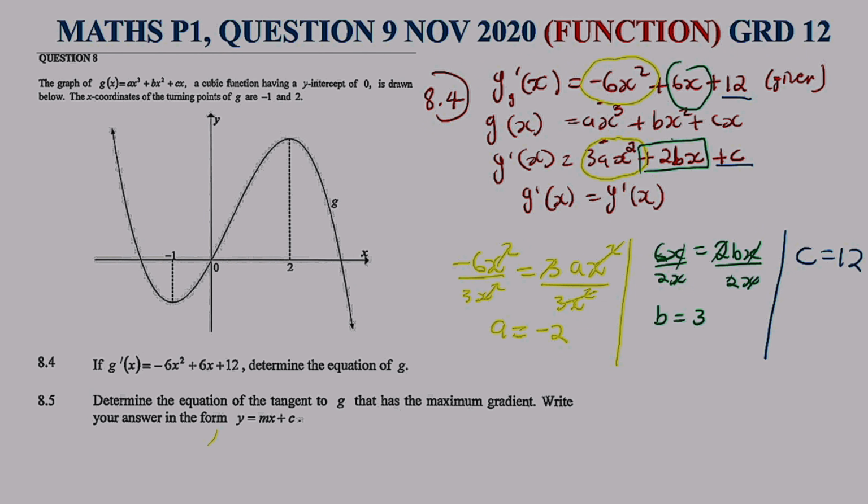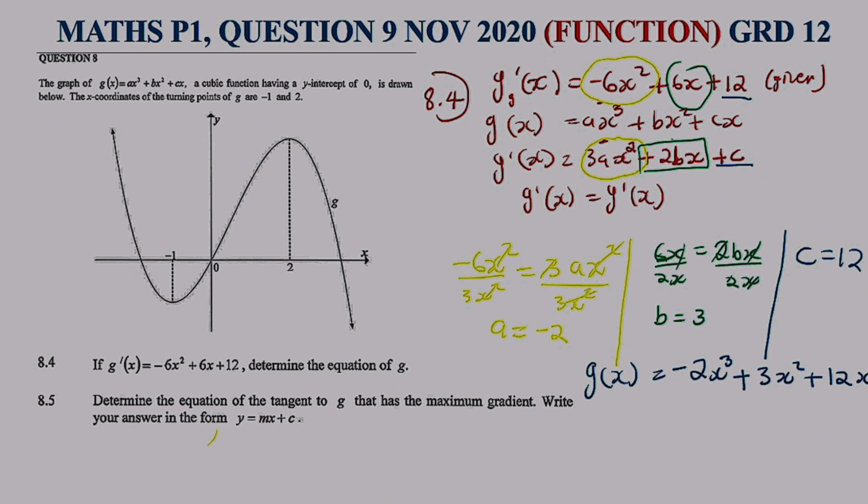Okay, our general equation will therefore have to be... all right guys, therefore you can substitute this here and you have g of x is equal to negative 2x cubed plus 3x squared plus 12x. Okay, and that's how you will deal with this question of 8.4.